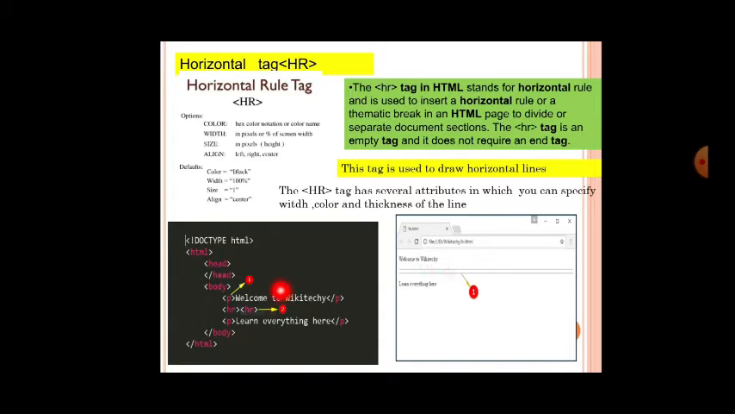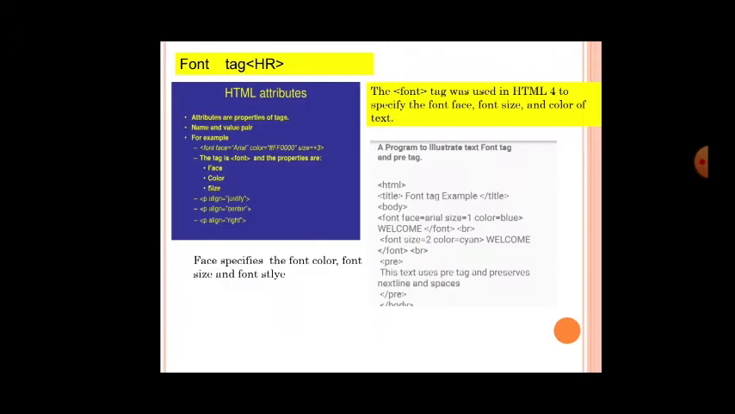Open the notepad and type the program and save your file with .htm extension, and then go to the web browser and open your file and see the output, children. The HR tag is used to draw horizontal lines. The HR tag has several attributes in which you can specify the width, color and thickness of the line. You can see here HR tag with color black, width is 100%, size is 1, align is center. So you can specify the width, color and thickness of the line, how the color of the line should be, and how wide it should be.